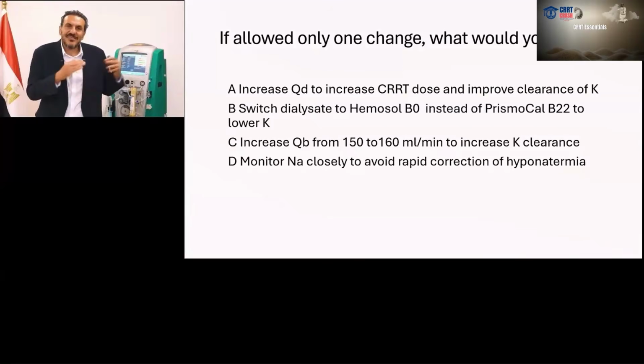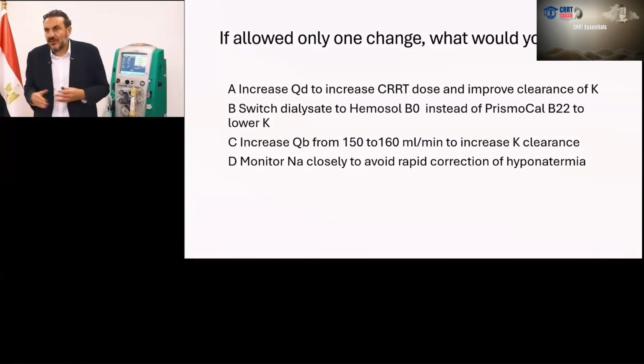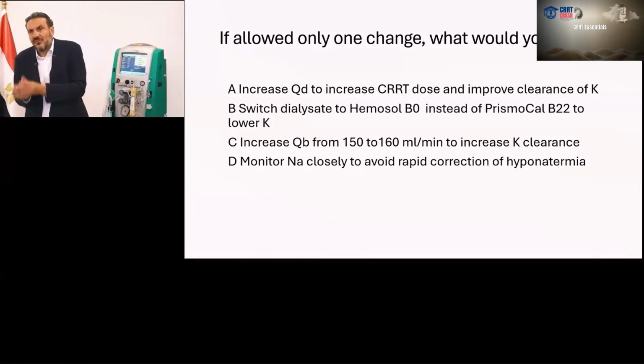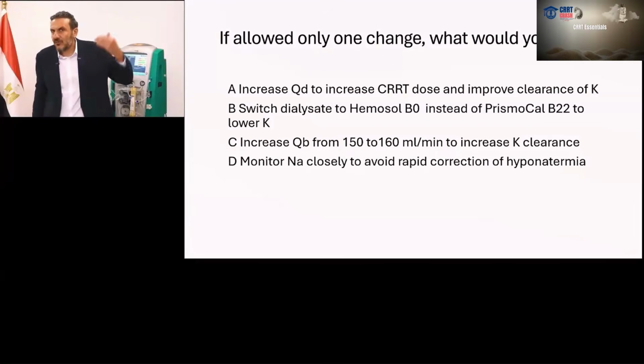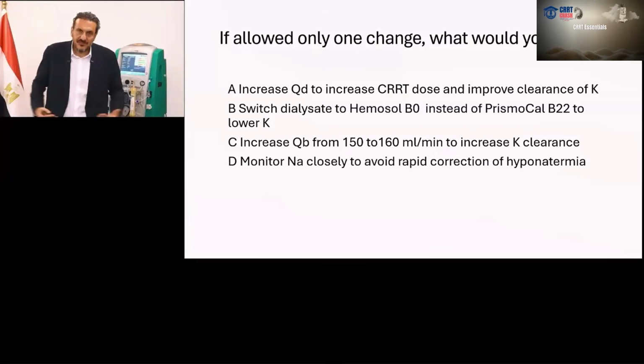So the correct answer is D, monitor sodium closely to avoid correction of hyponatremia. We know the sodium was 125. 4 hours later, it's 130. You need to start looking to monitoring. It's not very dangerous, as we understand, but if we are in 4 hours going from 125 to 130, maybe the rapid correction is going to be dangerous for the patient. So the correct answer here is D.